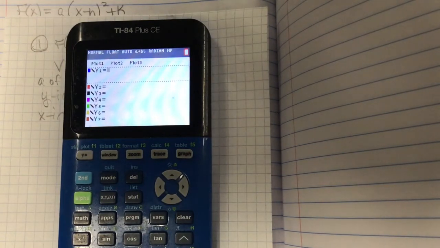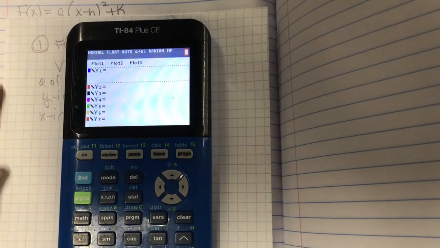You can do some of this without the calculator. There's some of it you can't do without the calculator.